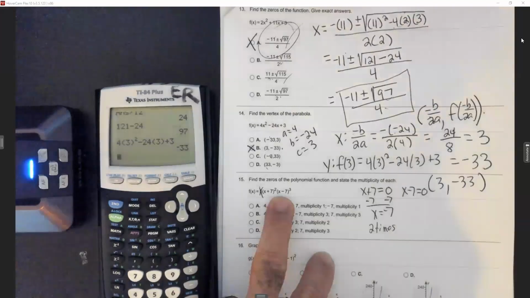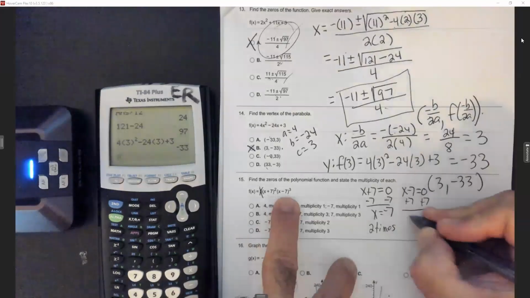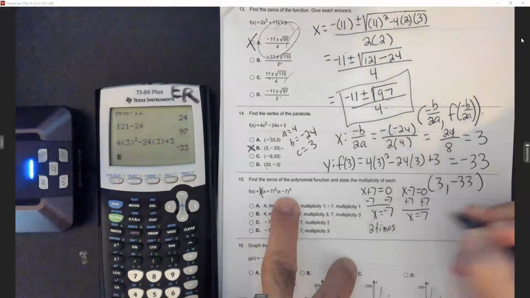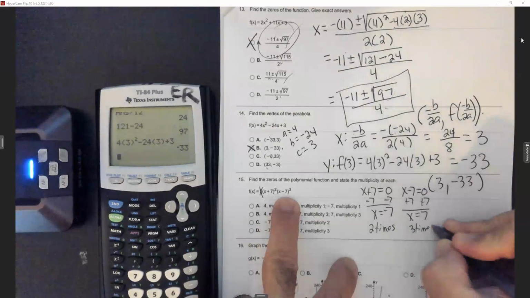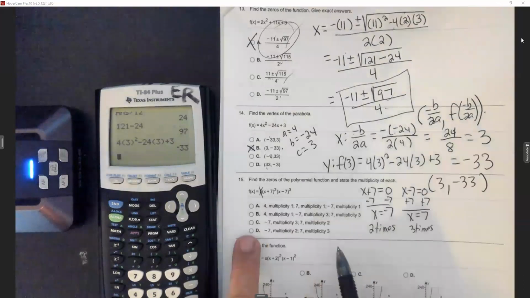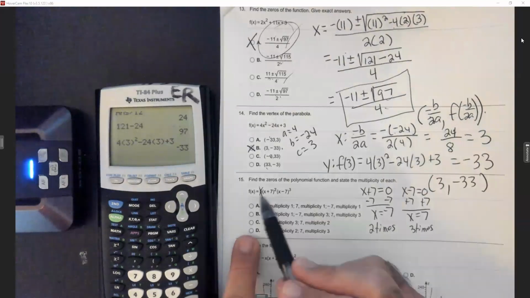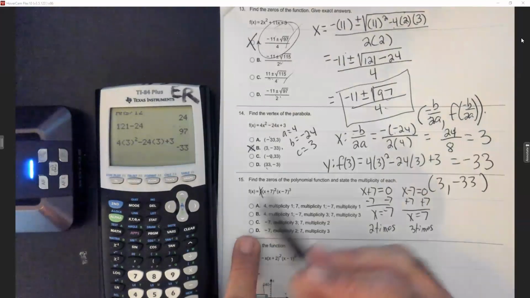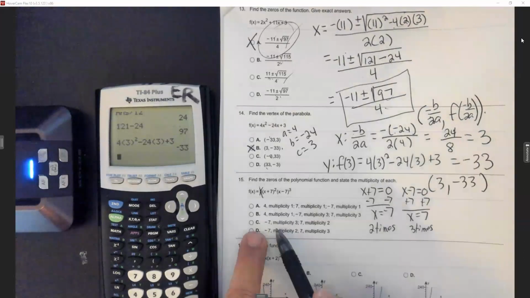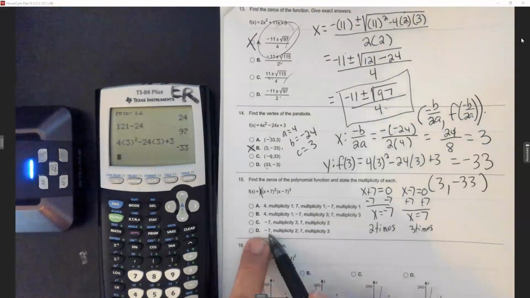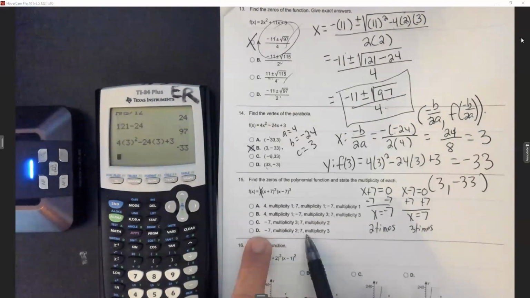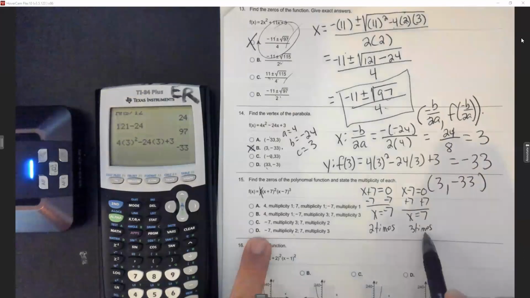This one, you'll get a positive 7. It happened 3 times. So it's got a multiplicity 3. Oh, and they're trying to fool you with this 4. But we don't need that because it ain't got a variable. So we need one of these. Negative 7, multiplicity 3. Nope, I need negative 7, multiplicity 2. Positive 7, multiplicity 3, which is what we had. So go with D.